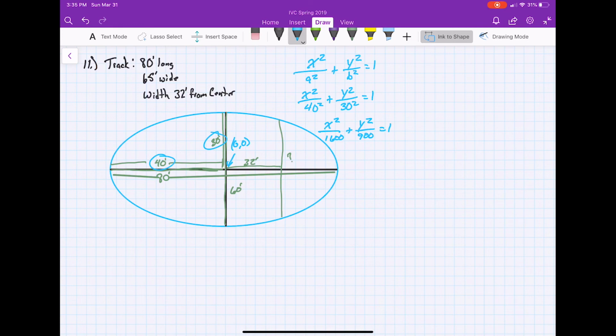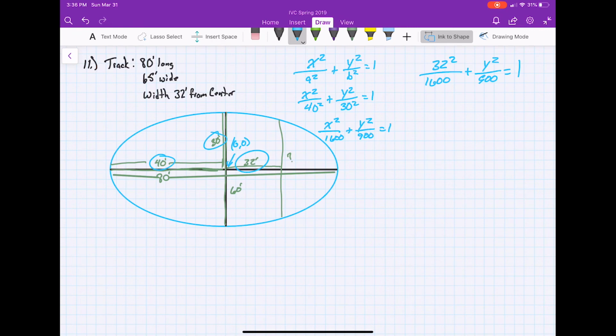And so now we want to know what the height is when we are 32 feet from the center. So we'll just put 32 in for x, 32 squared over 1600, and we'll solve for y. Y squared over 900, and this all equals 1. So we'll just solve for y.